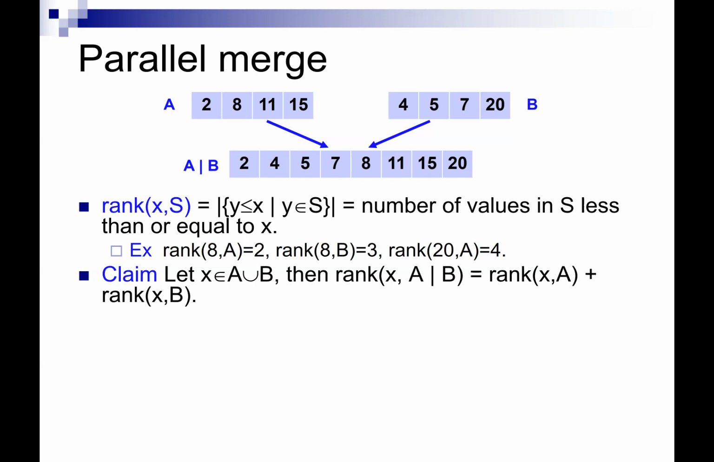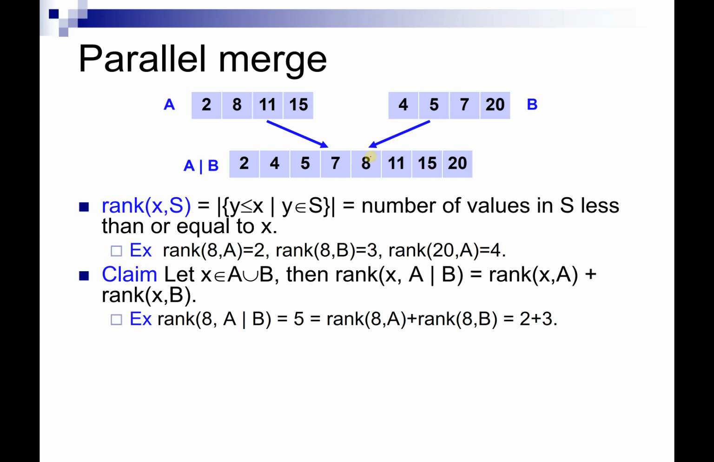Now we have this claim: suppose you take a number from either A or B, and now suppose you combine A and B into a big list, or a big set, let's say. Then the rank of this value x, which comes from A or B, in the combined list A concatenated with B, is going to be equal to the rank of x in A plus the rank of x in B.